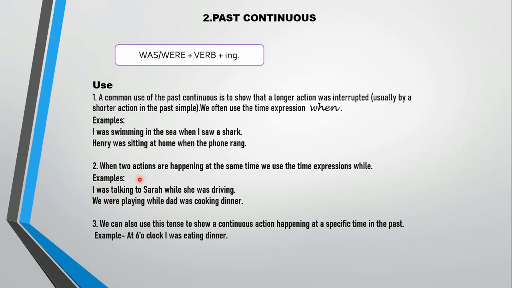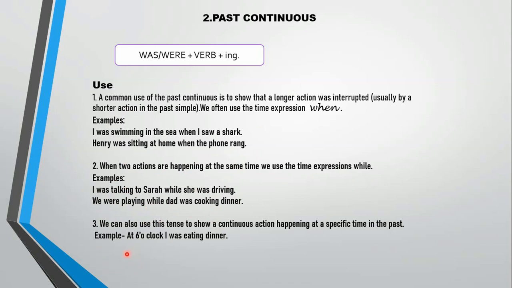Now coming on to the second usage, it says when two actions are happening at the same time, we use the time expression while, isn't it? I was talking to Sarah while she was driving. We were playing while Dad was cooking dinner. So these are a few examples of the time expressions that we use in past continuous tense along with the usage that I have mentioned over here.